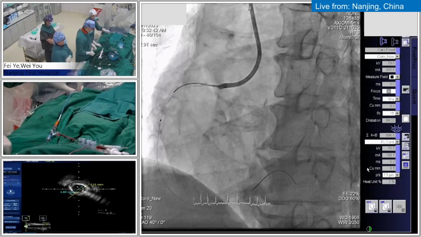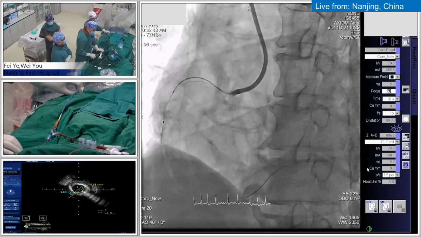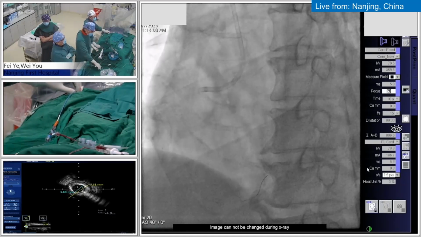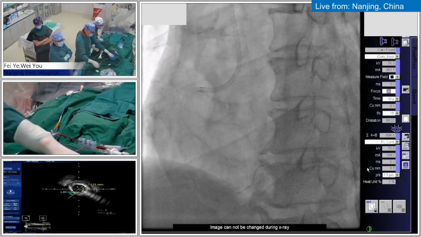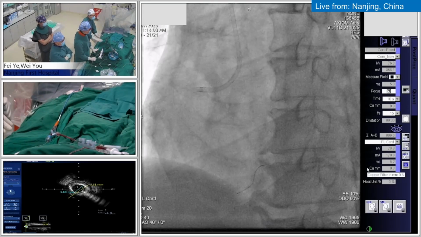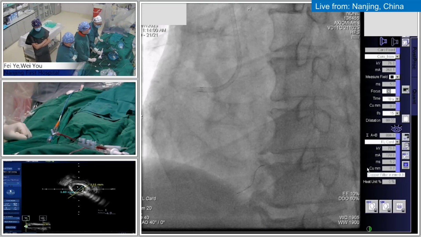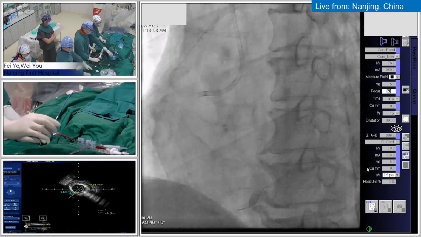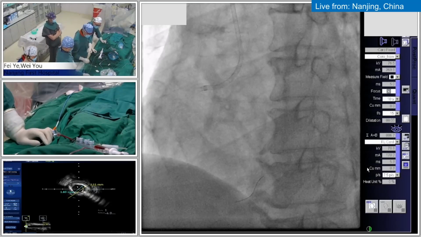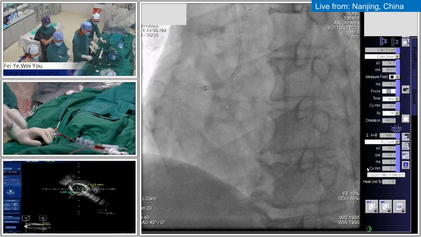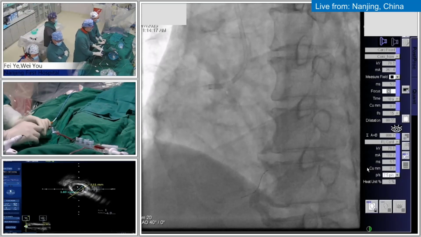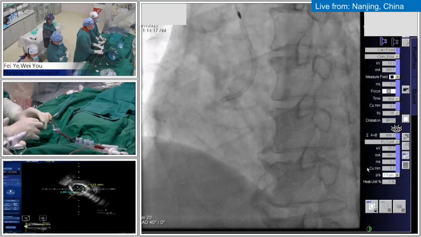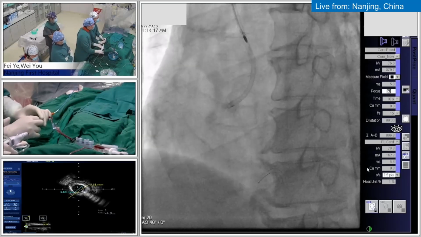Okay, this is a 1.5 burr. What's the initial speed of the rota? Chief, I like to start with the 1.5 burr at 160,000, the high speed platform. Okay, so I will deliver the burr 1.5. Low speed mode. Okay, go. Before rota we also can use 60,000.